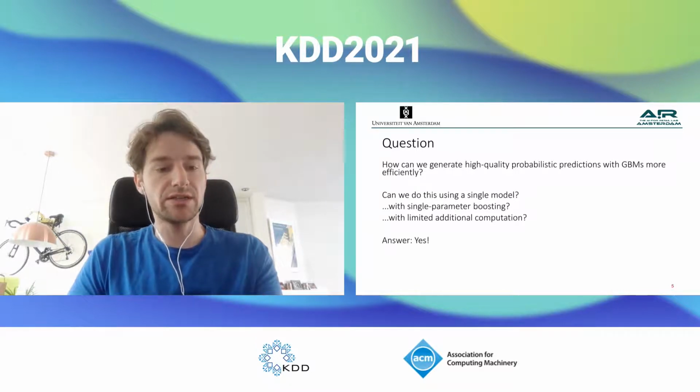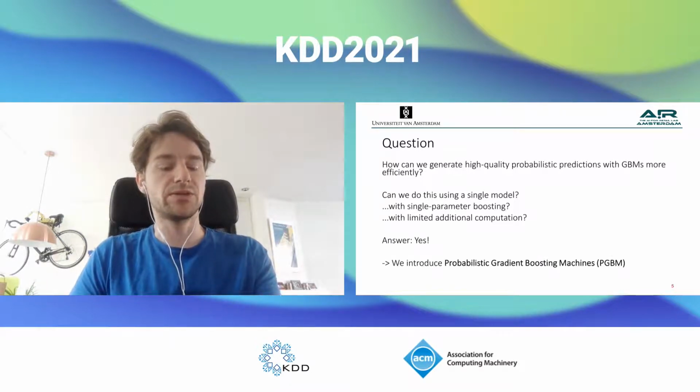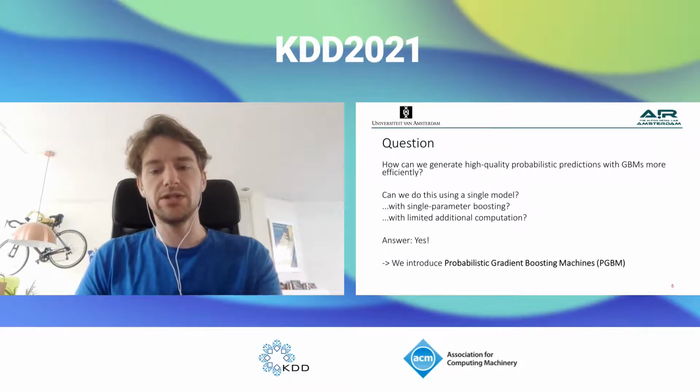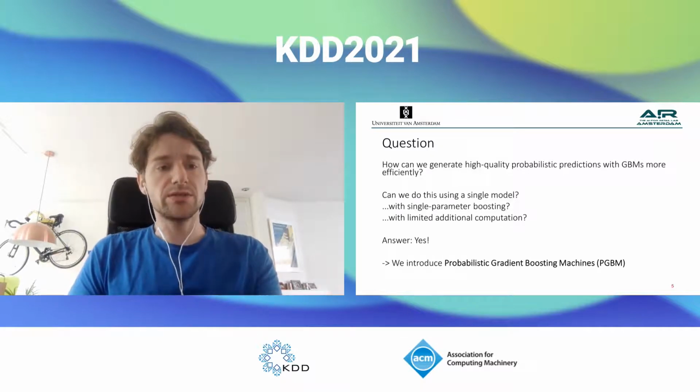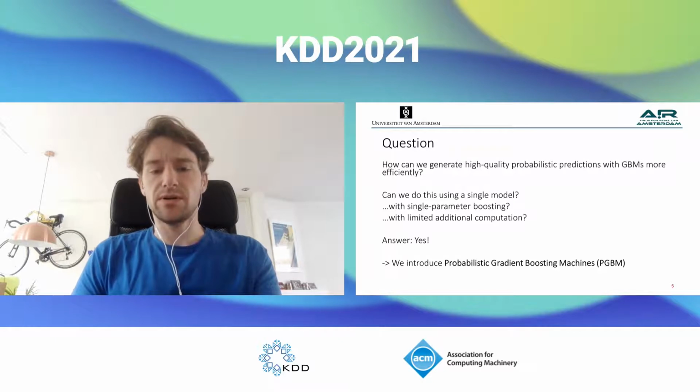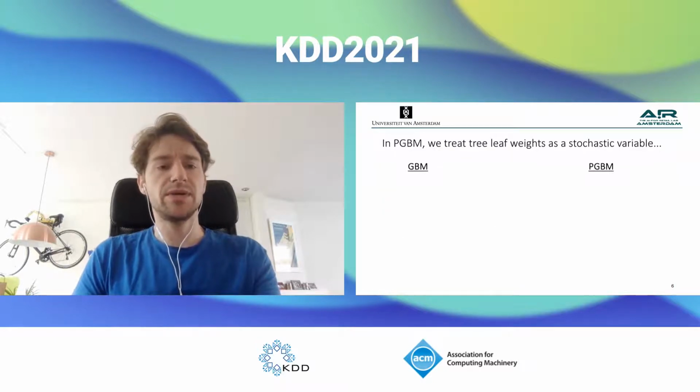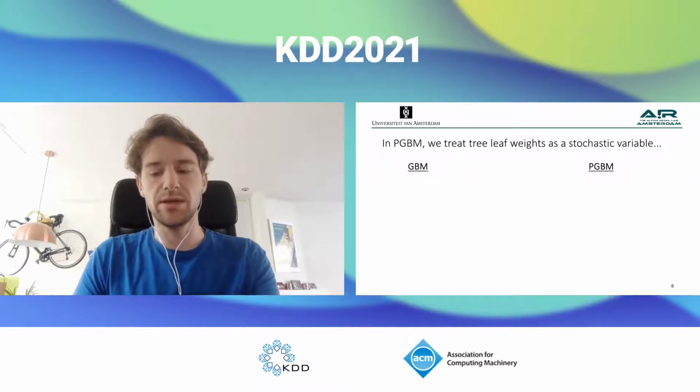And the answer is yes, and we will show this in the talk. We introduce a method called Probabilistic Gradient Boosting Machines, or PGBM for short. So what does PGBM do? In short, in PGBM, we treat the tree leaf weights as a stochastic variable. On the left, we have vanilla gradient boosting machines, GBM, and on the right, we have our method, PGBM.